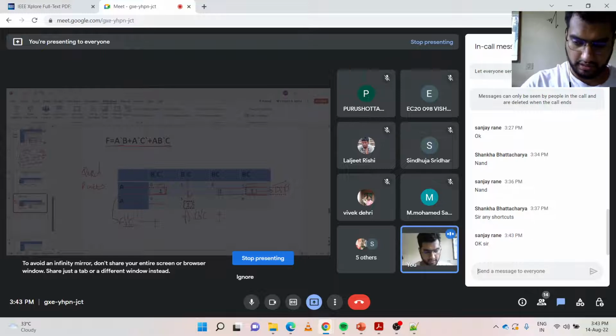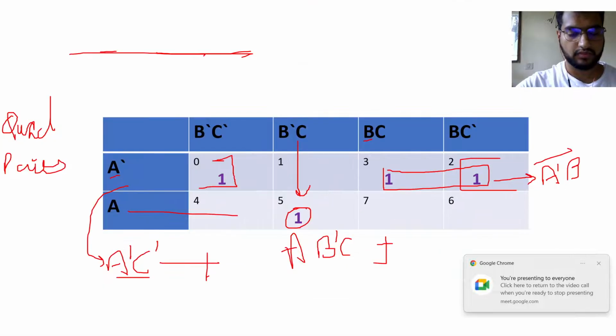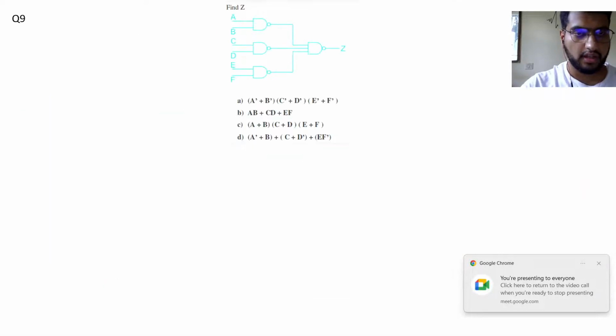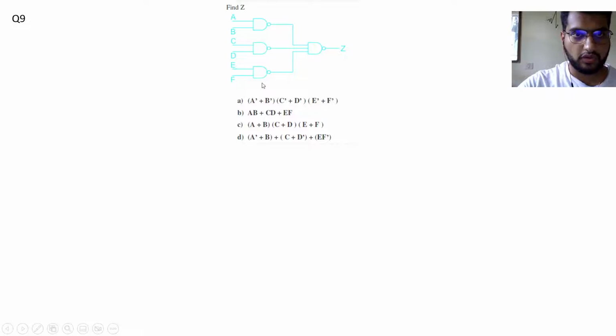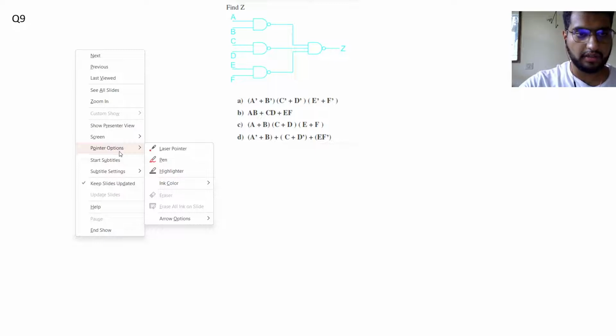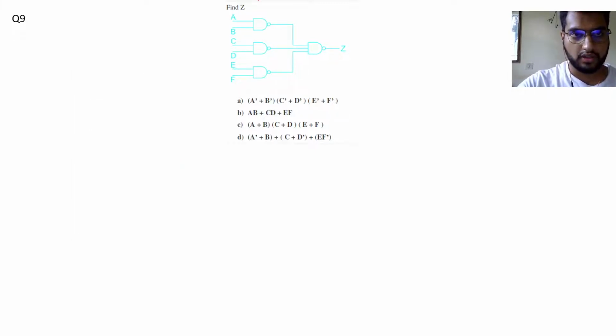So question 8 is done, having the correct answer as option B. Now we can move towards question 9. Question 9 asks us to find Z. So we have to find the output of this logic circuit. I'm just again showing this part elaborately. These gates are marked as 1, 2, 3, and their outputs are simply, for notation, x1, x2, x3.